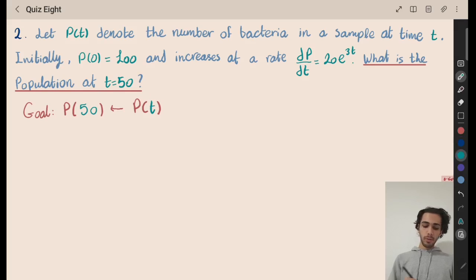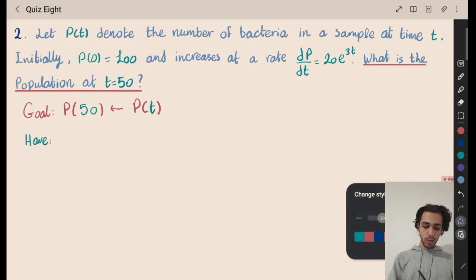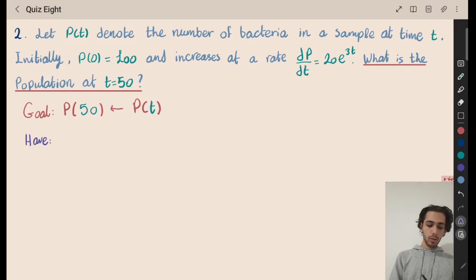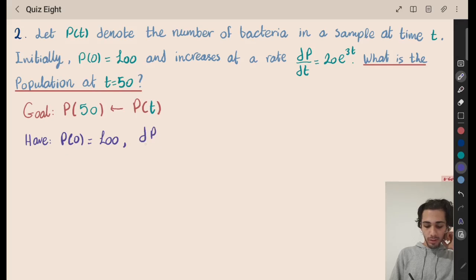But then what do we have? We only have two things. So our givens are p of 0 is equal to 100. I'm not sure how we can use this, at least so far. It's not clear to me. But maybe this is more obvious.